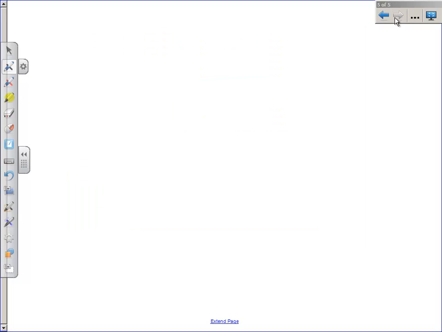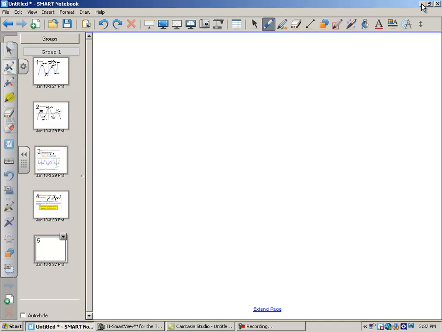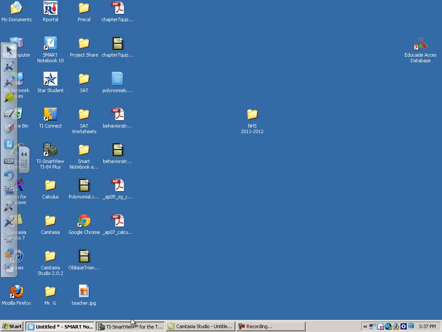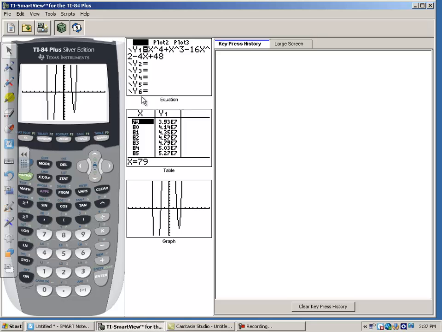Okay. So the next thing I want to do is talk to you about how to investigate this on the graphing calculator. What we have is a picture of x to the fourth plus x cubed minus 16x squared minus 4x plus 48. And what we're going to do first is figure out a really good viewing window.